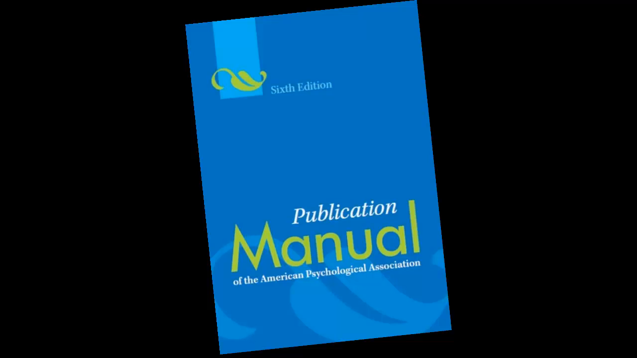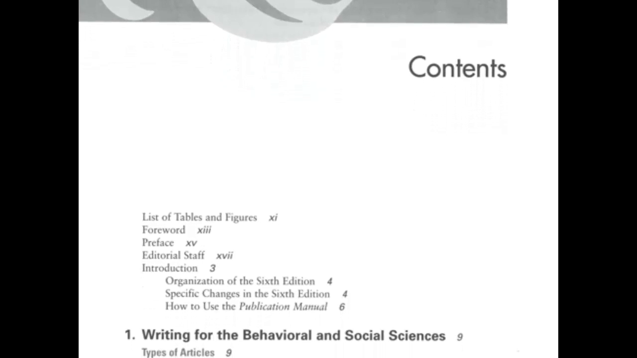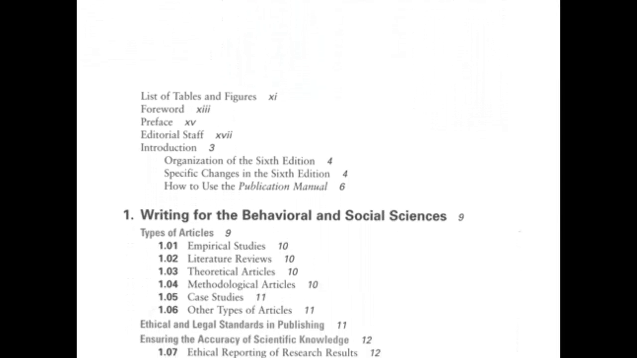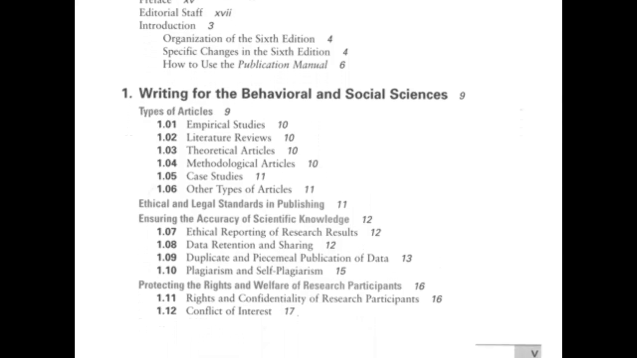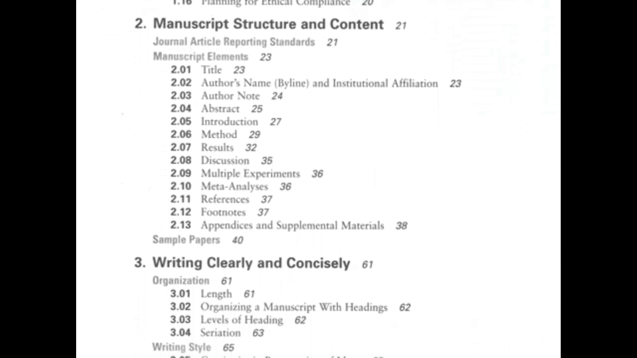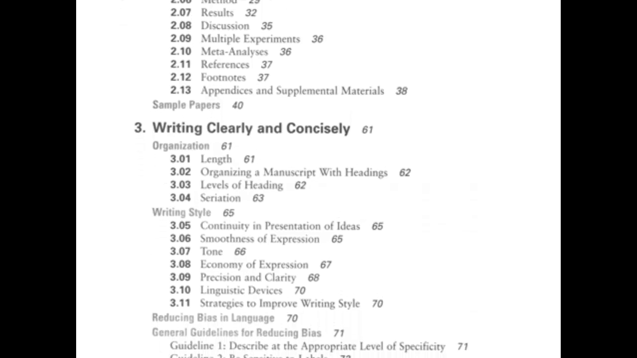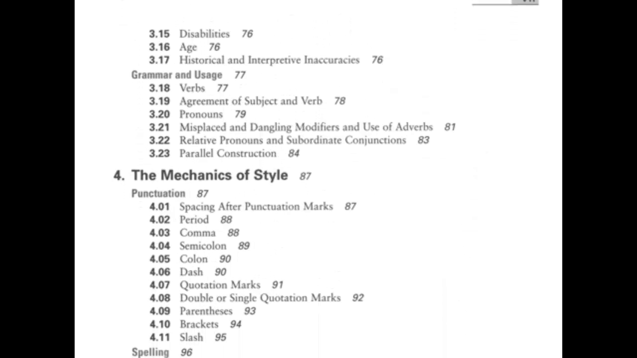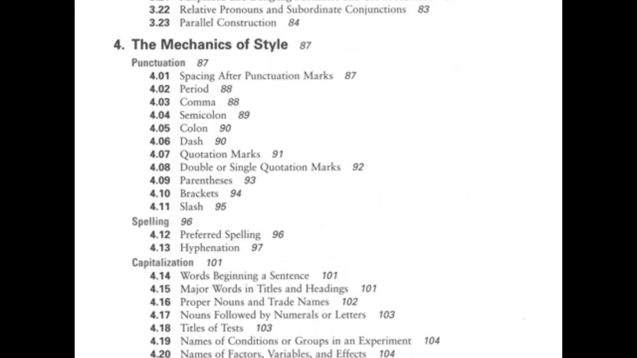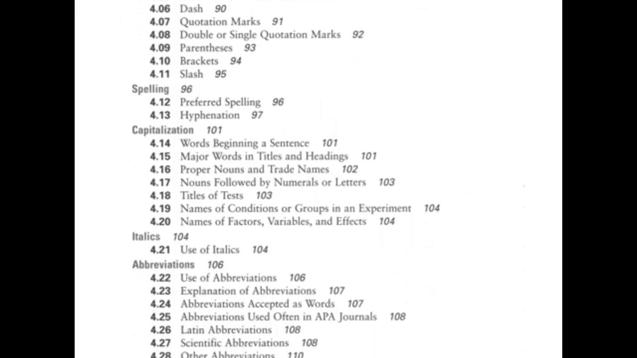APA style is the style for preparing manuscripts according to the guidelines presented in the publication manual for the American Psychological Association, currently in its 6th edition. The APA manual provides guidelines for formatting and structuring a manuscript. These guidelines include both the elements required in a manuscript and the content of those elements. APA style also provides suggestions on how to write to meet the needs of a given audience.